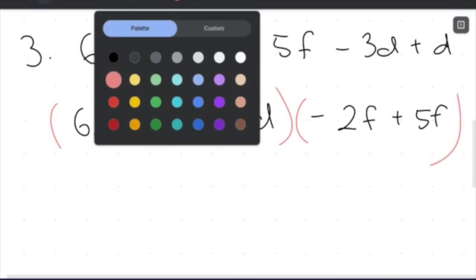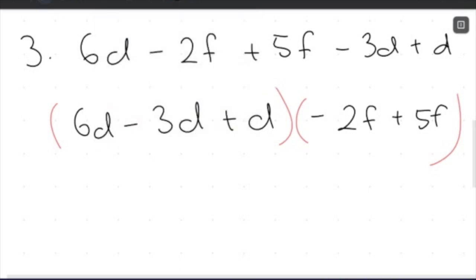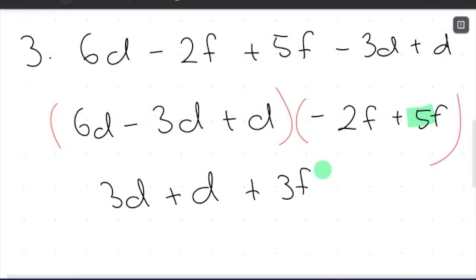Now we work through them one by one. We have 6 lots of d minus 3 lots of d. That's going to give us 3 lots of d plus d. And minus 2f plus 5f, that is going to give us positive 3f. Because adding 2 lots of f to this minus 5f will bring us to 0. And then we just have 3f left over. So adding 3f to 0 gives us 3f here.